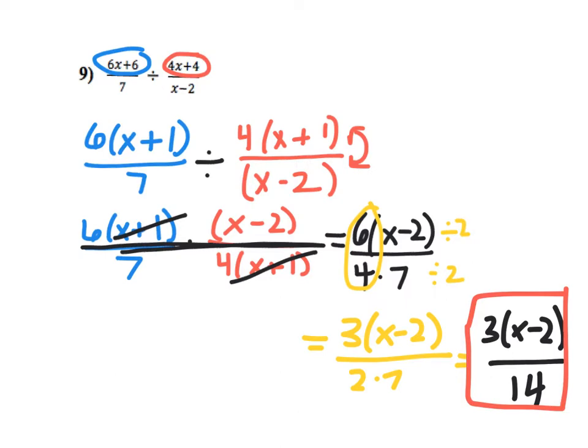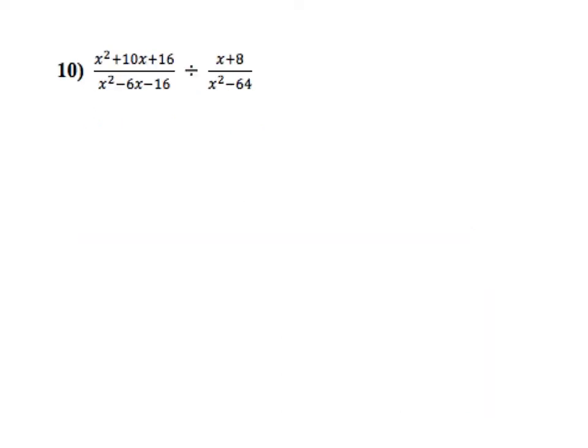Again, factor everything first. You should always start there. And then you're going to flip your second fraction and then multiply. Let's do the second one. We have x squared plus 10x plus 16 divided by x squared minus 6x minus 16.